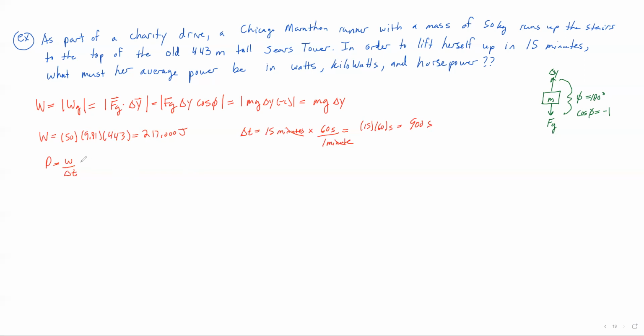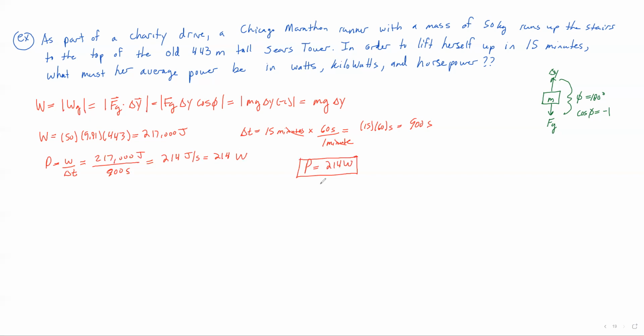Well, my power then is simply going to be 217,000 joules divided by 900 seconds. Okay. When you get that, 217,000 divided by 900, that's going to be 241 watts. Joule per second, which is 241 watts. Let's do it that way, right? So there's my first one. I wanted to get it in watts.